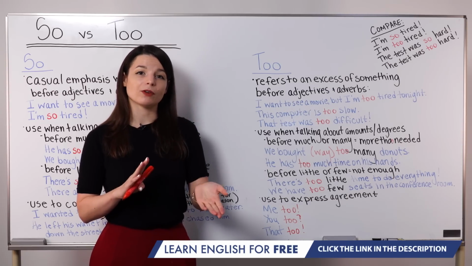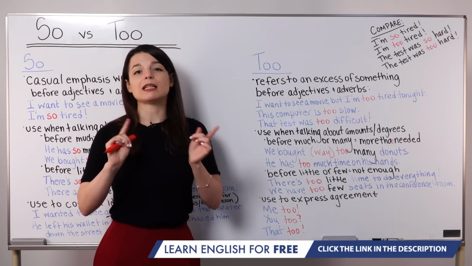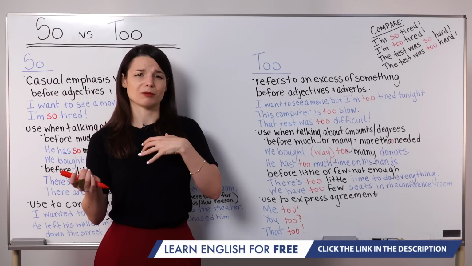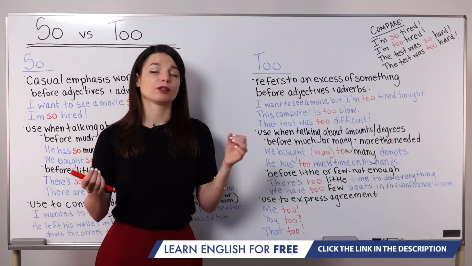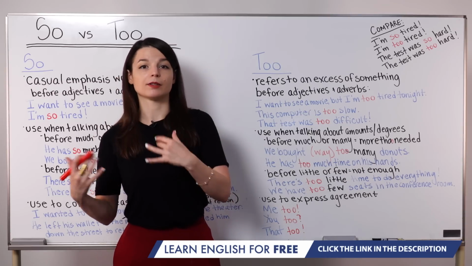Keep in mind, however, that when we're expressing negative agreement, we use me neither instead of me too. Like, I don't want to go to the beach tomorrow. Me neither. So remember, we use me too for positive agreements.